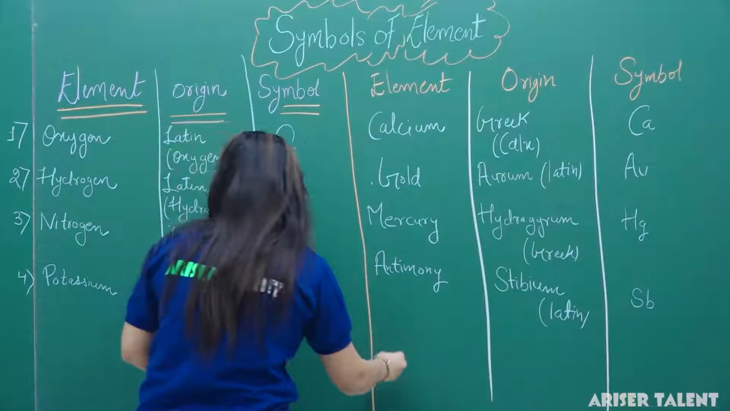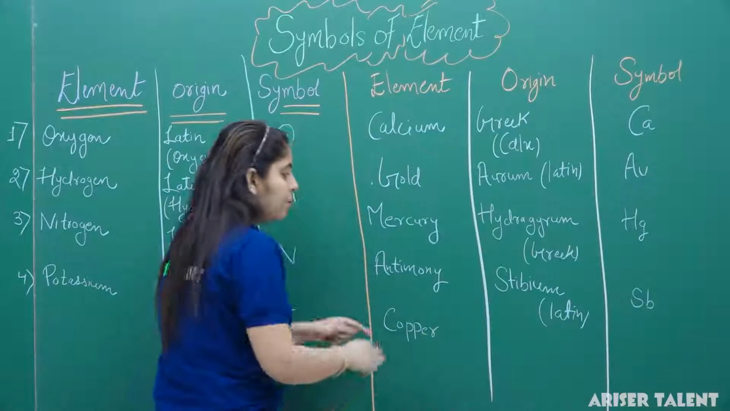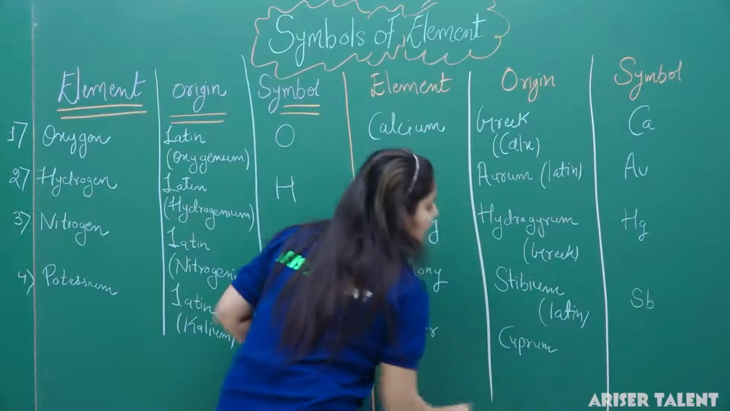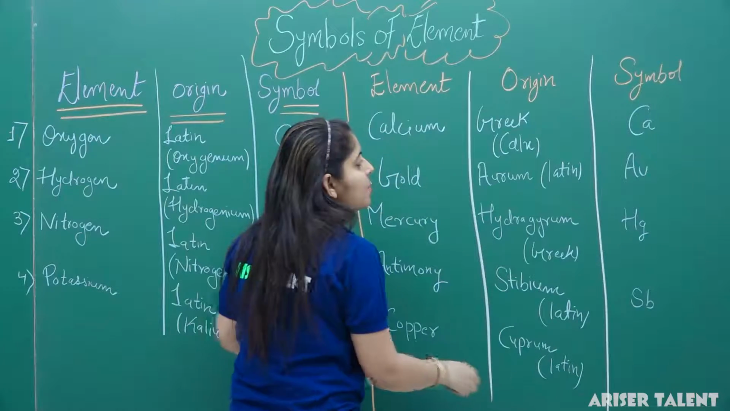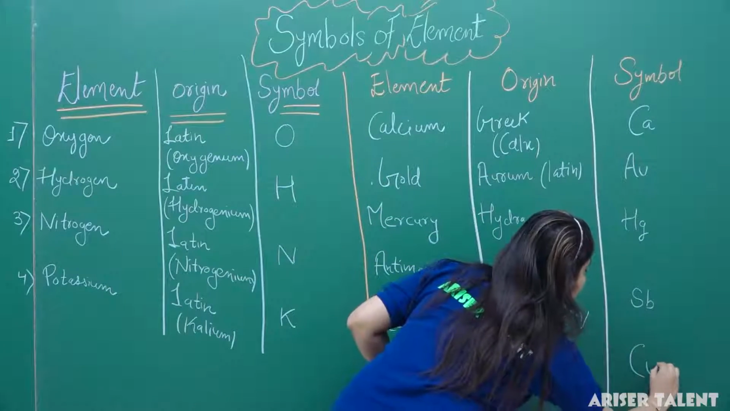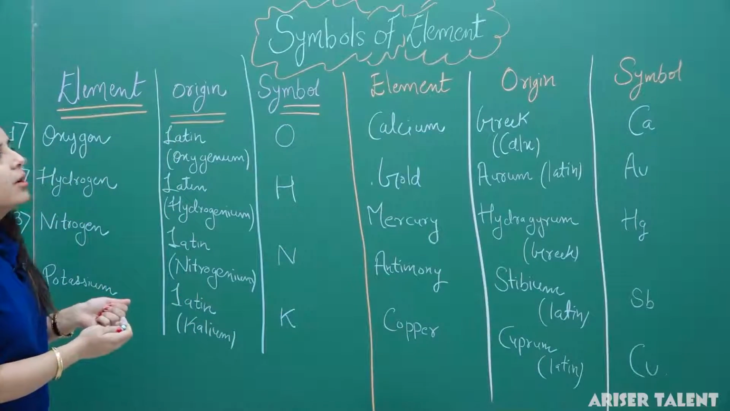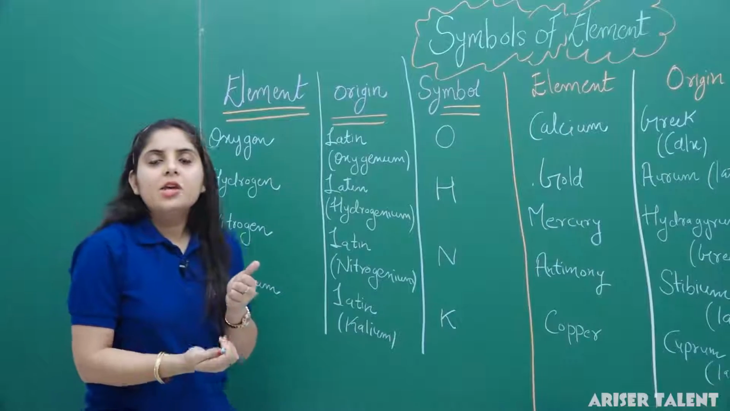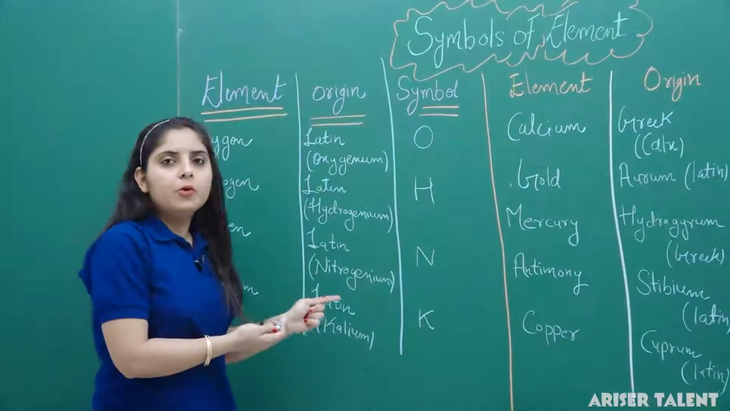In the next category we have copper. The word copper has been taken from the Latin language and its name is cuprum, and the symbol for copper will be Cu. So here are the different elements to recognize their origin and their symbolic representation. In this category we have many more symbols. So some of the symbols are here for you.